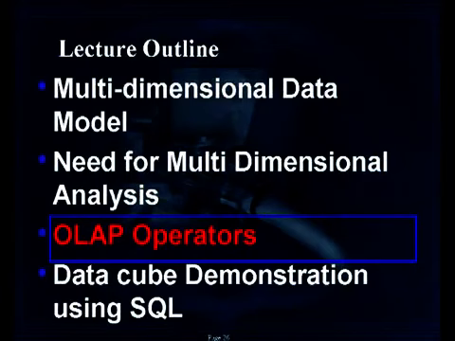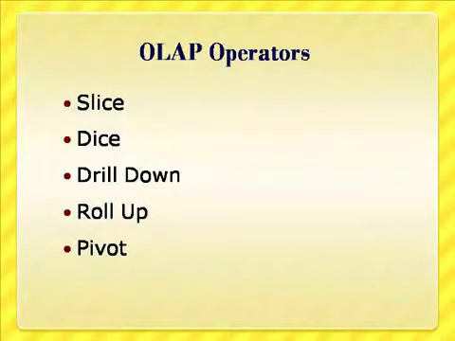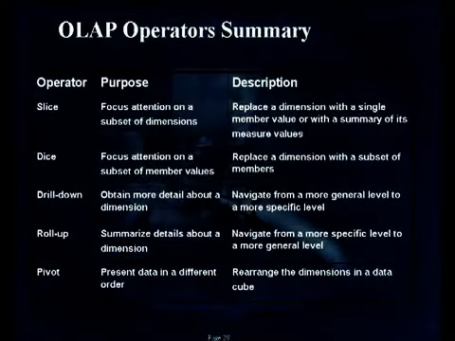OLAP operators. Now we discuss how to manipulate the data cube using the OLAP operations. As you know, there are different kinds of OLAP operators in OLAP. The summary of all these OLAP operators is shown on the slide. They are slicing, dicing, drill down, roll up or drill up, and then pivot. These 5 operators will provide easy access and flexibility for the decision maker to navigate the different kinds of aggregation by fixing hierarchy in each dimension. So these operators are a very convenient set of operators for the end user.